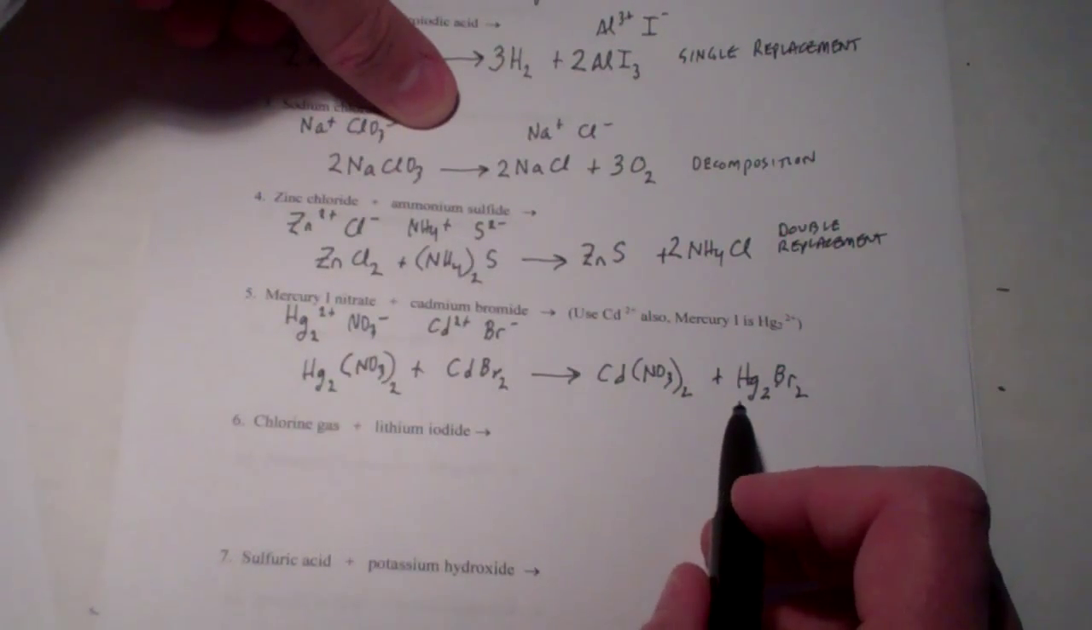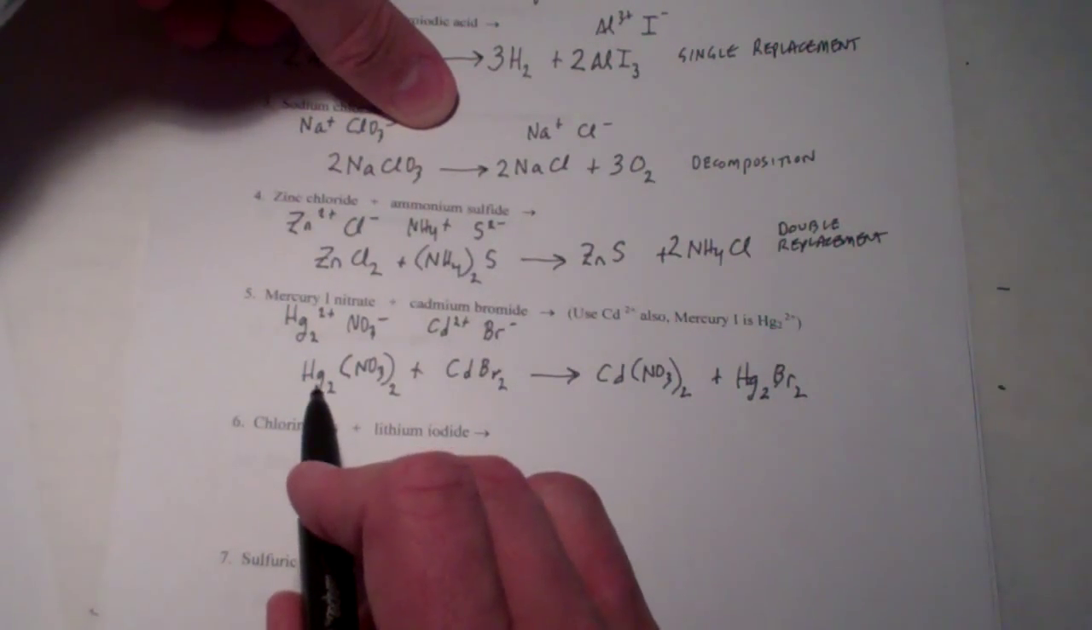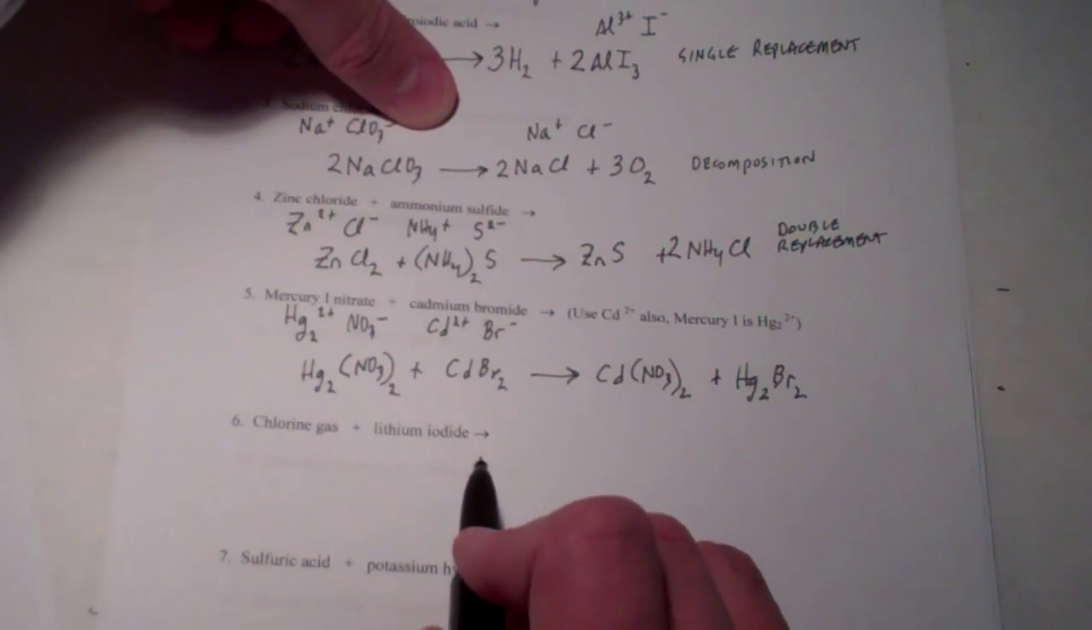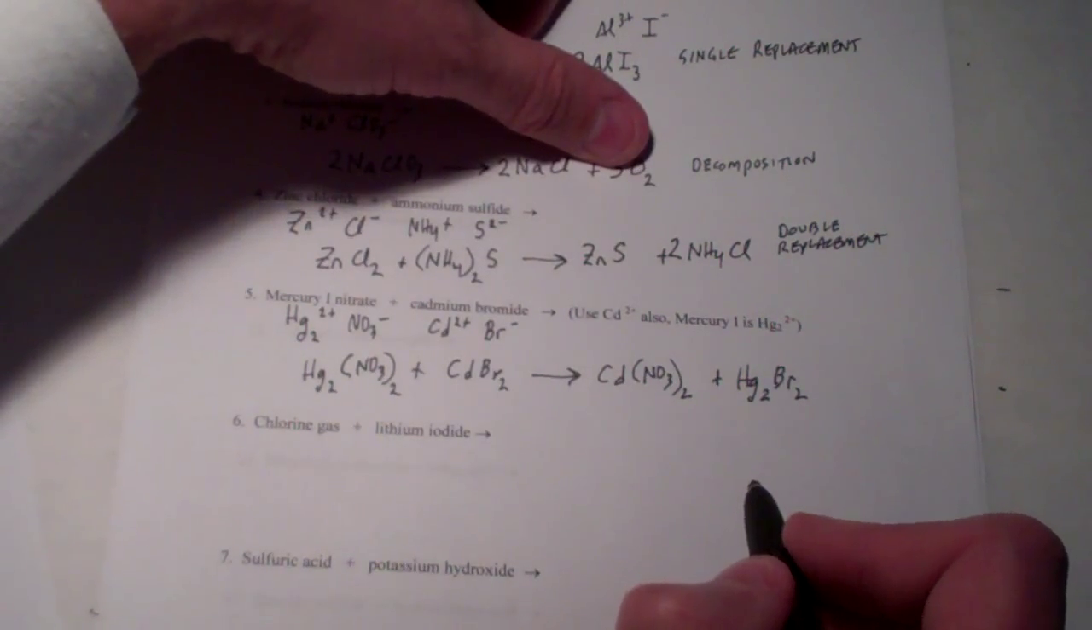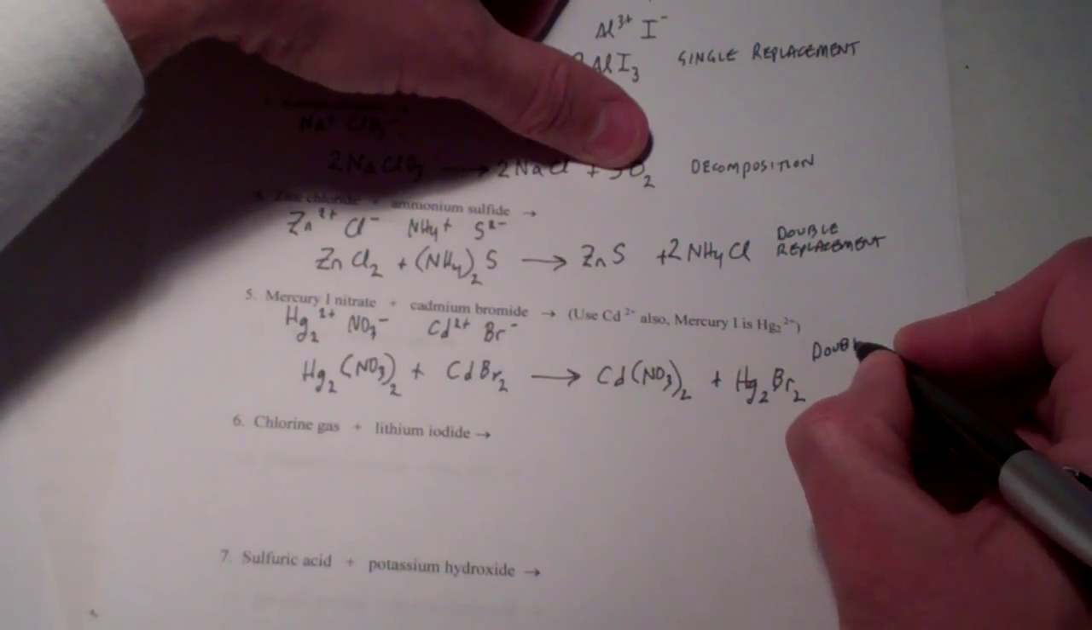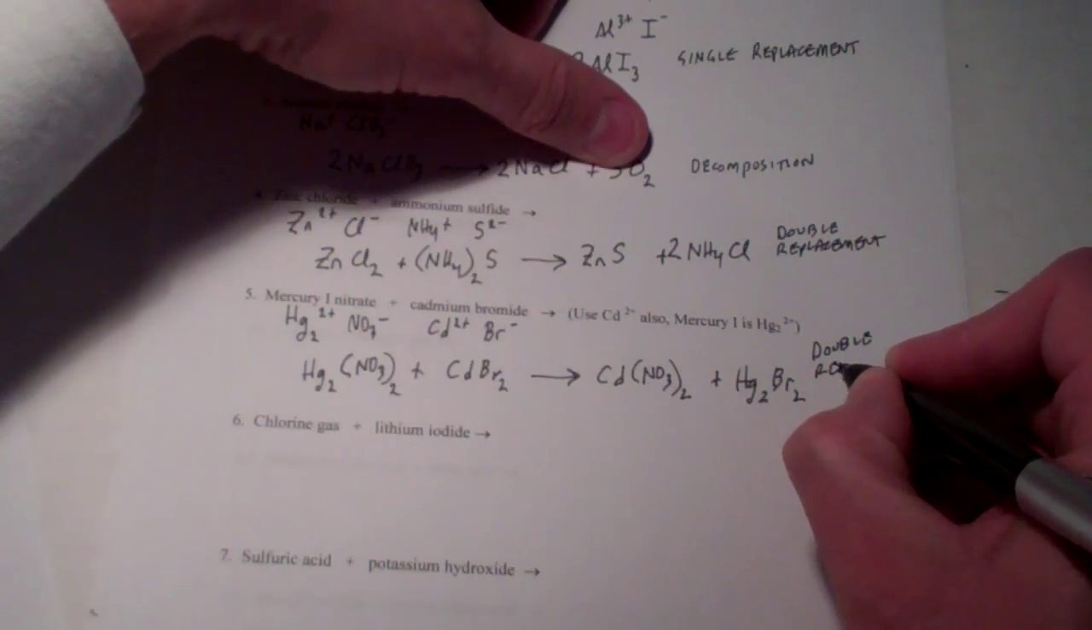Now, to balance this, let's take a look. 2 mercuries, 2 mercuries, 2 nitrates, a cadmium on each side, and 2 bromines on each side. This is balanced as it's written. This is another example of a double replacement reaction.